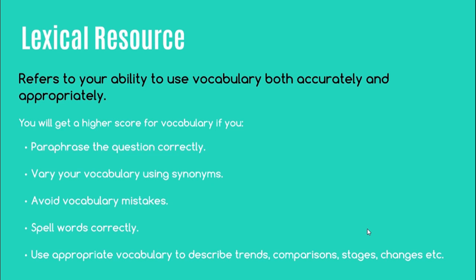It is very important to keep in mind that even though it is preferred to use different vocabulary words, if you do not use vocabulary both accurately and appropriately, then from a grammatical point of view that sentence will become incorrect. And if the sentence becomes incorrect, there are chances that you will not get the marks you were hoping for. You will always get a higher score for vocabulary if you paraphrase the questions accurately, vary your vocabulary using synonyms, avoid vocabulary mistakes, spell words correctly, and use appropriate vocabulary to describe trends, comparisons, stages, changes, etc.